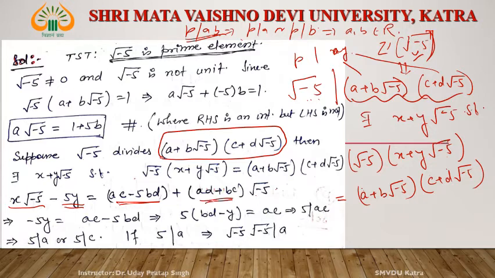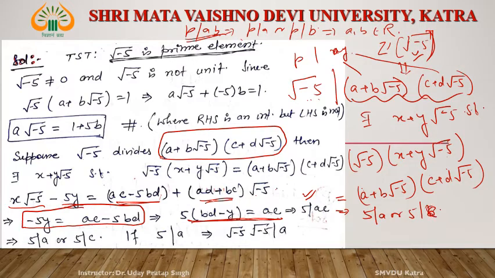Comparing the coefficients, AC minus 5BD is equal to minus 5Y. See this one, and catch it. 5 divides, 5 into BD minus Y is equal to AC. This implies that 5 divides AC. And this shows what? 5 is a prime number. So 5 divides A or 5 divides, sorry, C. Okay, 5 divides A or 5 divides C.